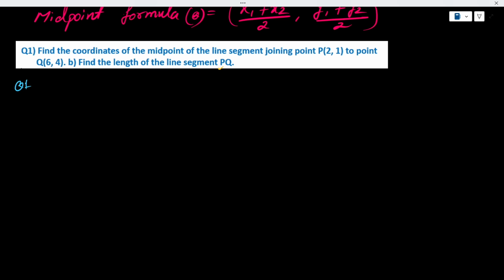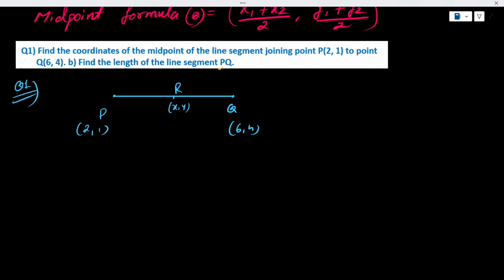Here, in question 1, they are saying the line segment joining P to Q. So I'll take point P, and a line segment with endpoint Q. What is the coordinate of P? It is 2 comma 1, and the coordinates of Q are 6 comma 4. I have to find the midpoint. If R is the midpoint of PQ, then using the midpoint formula, if R's coordinates are x comma y, how are you going to get these coordinates?